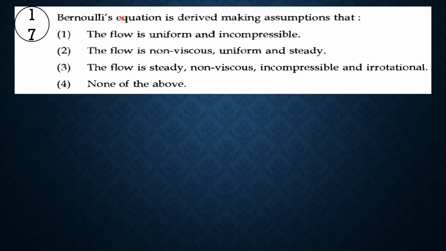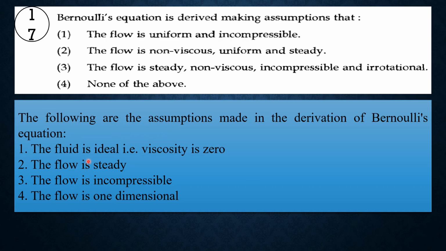The next, Bernoulli's equation is derived making assumptions that. So here they ask assumptions related to Bernoulli's equation. The assumptions are the fluid is ideal, that is viscosity is 0, means non-viscous. Then flow is steady, flow is incompressible and flow is one dimensional. Steady, non-viscous, incompressible and irrotational. By observing the options, option third is correct.